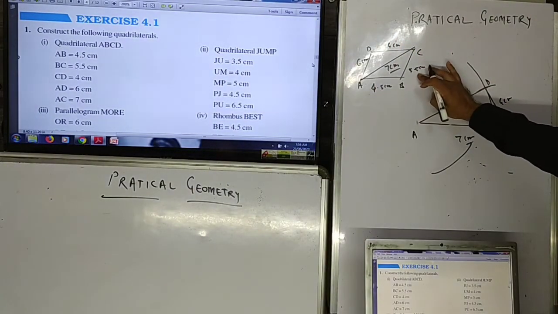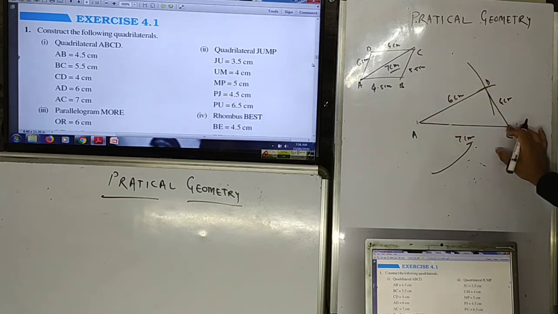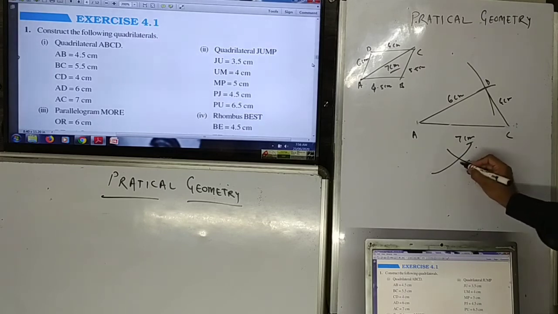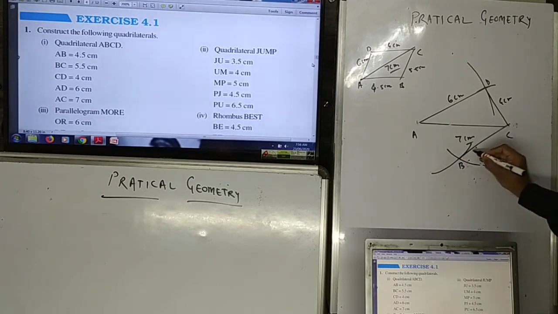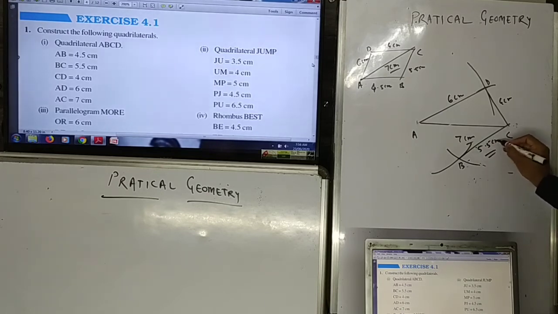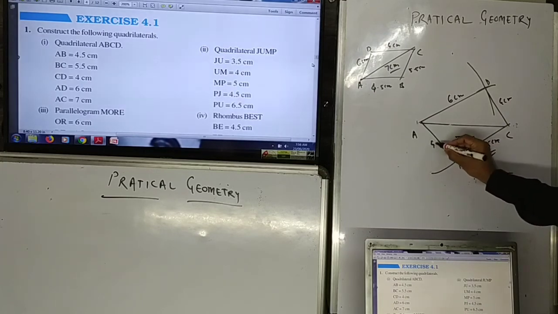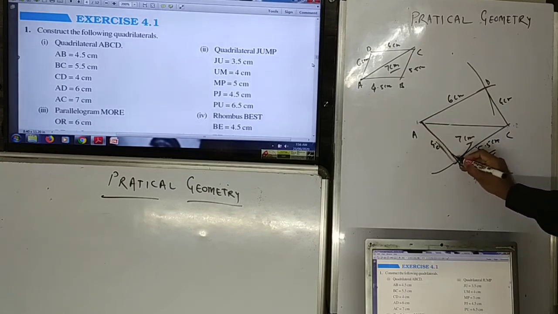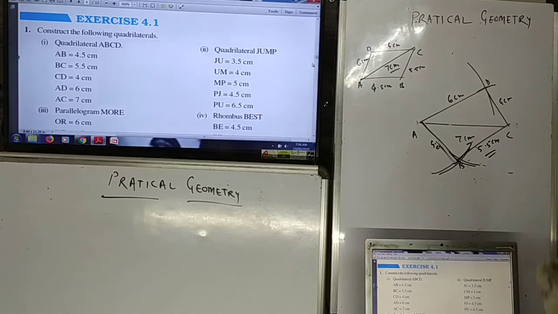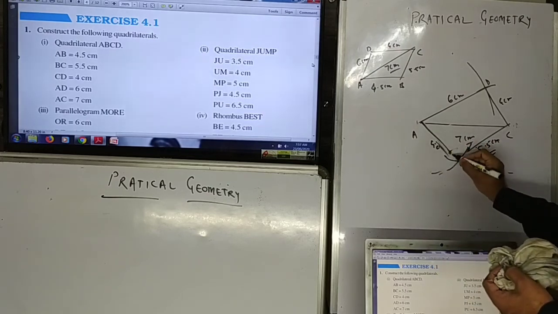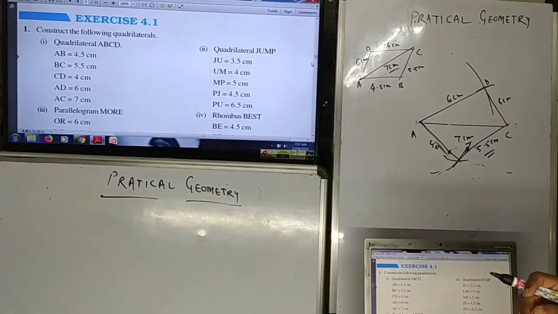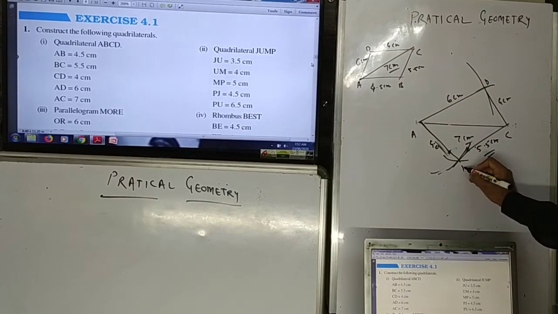Now this B point is 5.5 centimeter away from C. So put metallic end of rounder at C, take 5.5 centimeter and draw another arc intersecting the previous arc at B. This B is 5.5 centimeter away from C and it is 4.5 centimeter away from this point A, resulting into this quadrilateral ABCD.